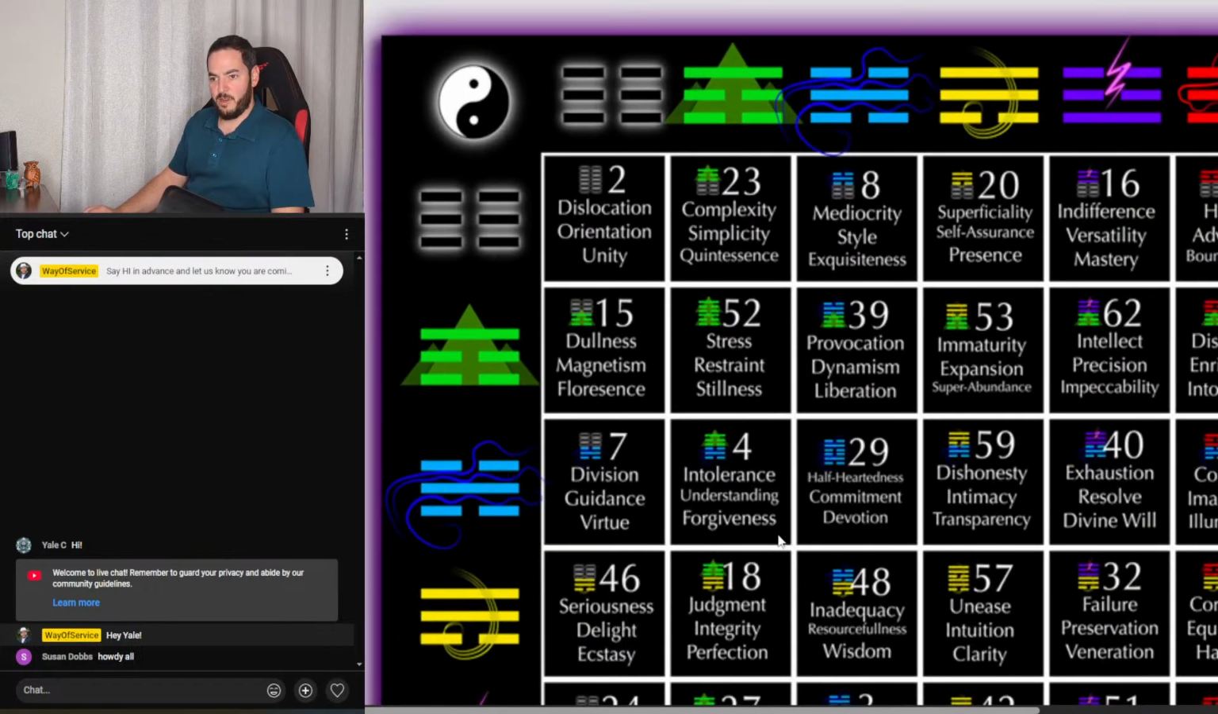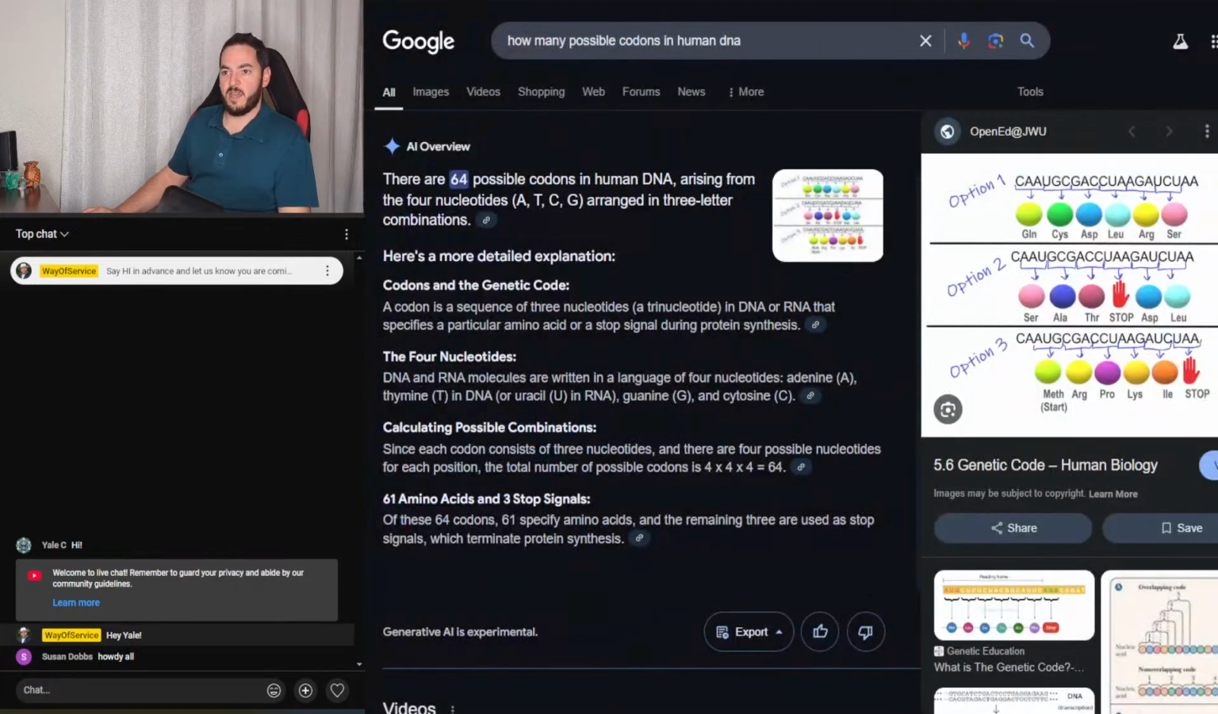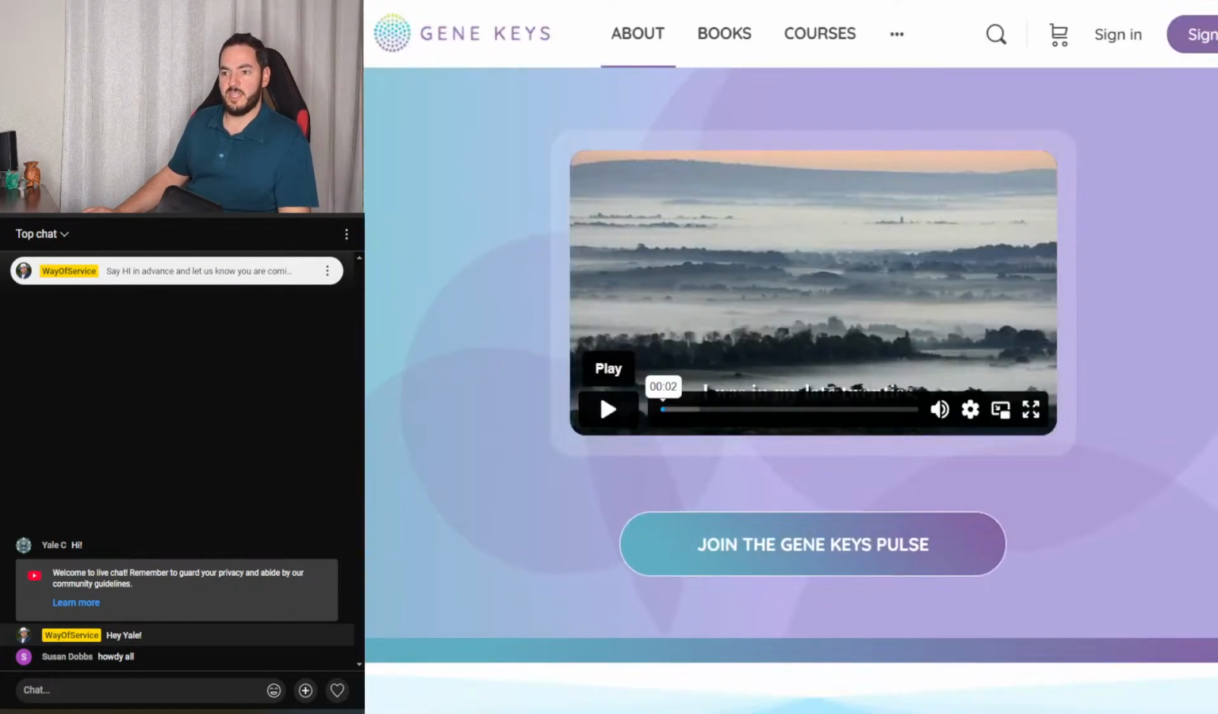So like we were just talking about number 4 right here. This is on the I Ching, the table of how you find the hexagram. So this is mountain over water, right? And if you've done I Ching hexagrams with us before, then you know what I'm talking about. If not, I'm going to explain it a little bit later. But first, I want to focus on the actual Gene Keys idea.